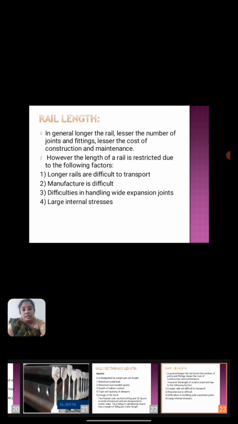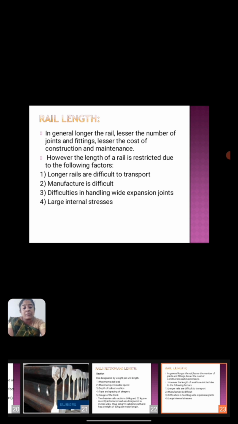Rail length. In rail length, we have to consider giving a lesser number of joints. When you are going for rails, they are connected by means of joints. So in the rail length, we have to give fewer joints, because of construction and maintenance; we are providing fewer joints in the rail length. So by considering the following factors, the rail length has to be provided.